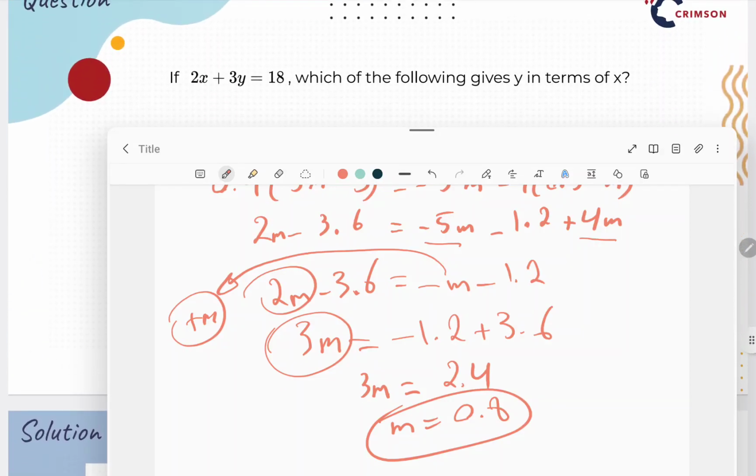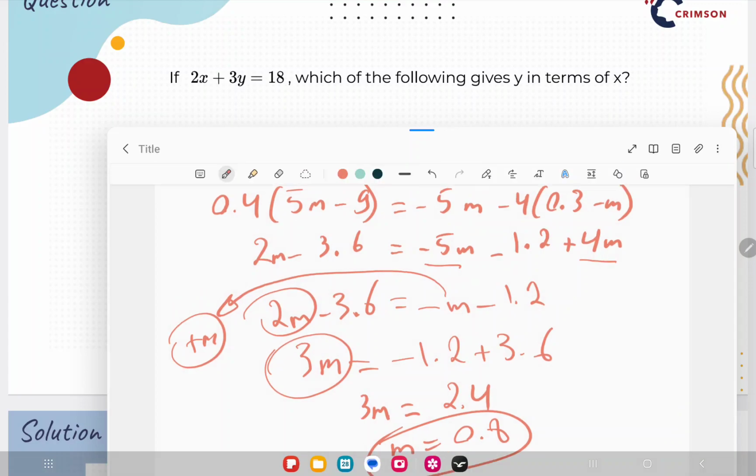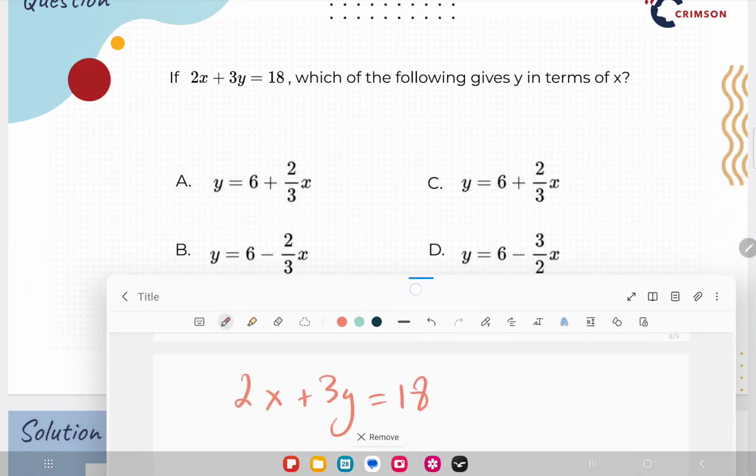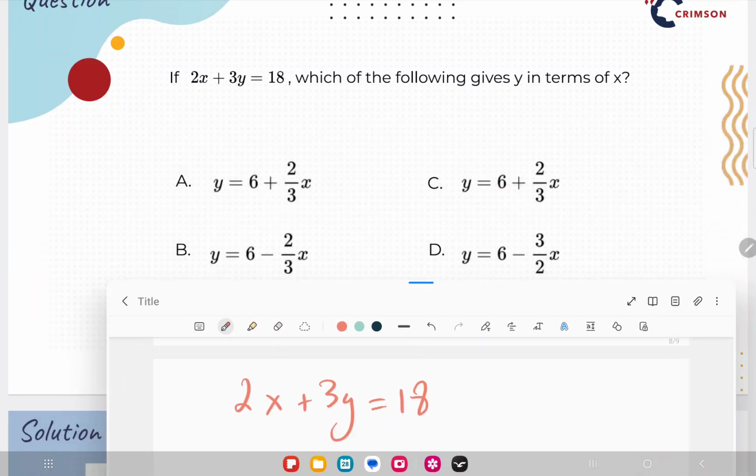Now, this one is pretty neat. I'm going to show you a method instead of actually solving it. So they want the expression. What are the options? The expressions are all 6. So how do I get these expressions? I get them from 18.